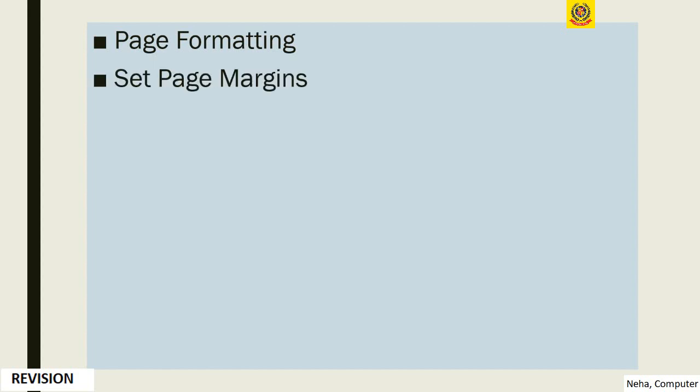So we are going to see how we can set the page margins. We know that the blank spaces left at the edge of the page are called page margins. And then next, we are going to learn how to insert breaks in the document. We know that there are three types of breaks, that is page break, section break and column break.